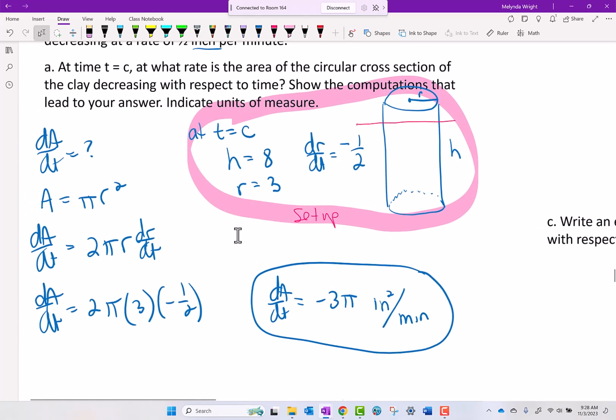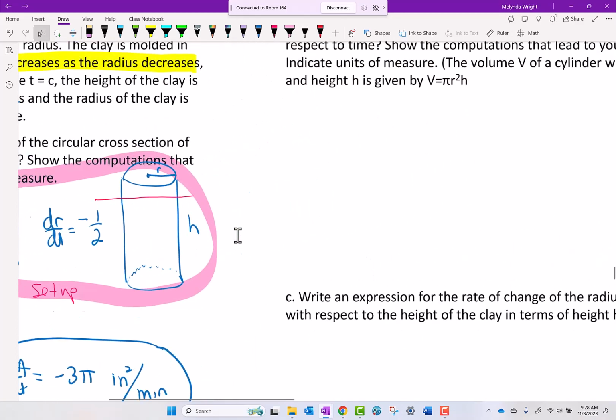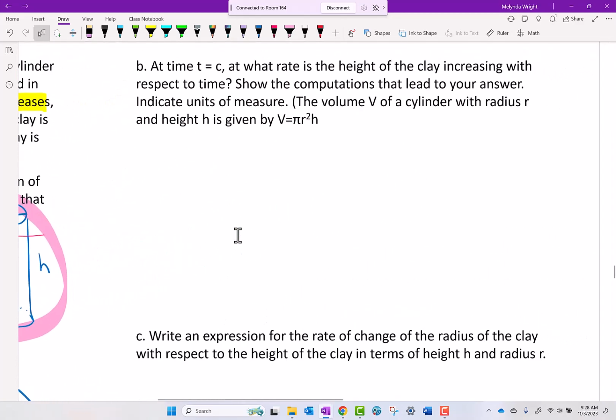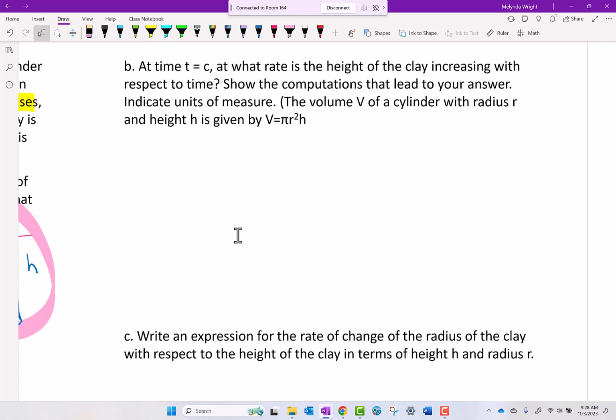So let's look at part B. It's the same, this pink part that I circled, the setup. We're going to use that in all the different parts. Okay, at time t equals c, at what rate is the height of the clay... So we'll pause. So dh/dt equals question mark. The height, we want to know about the height. At what rate is the height of the clay increasing with respect to time?